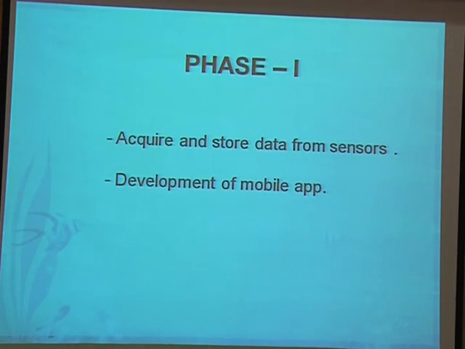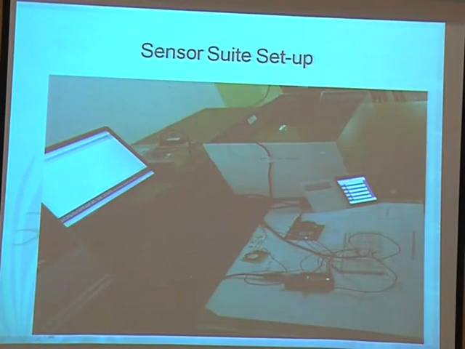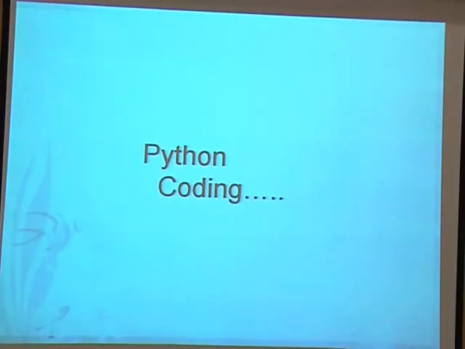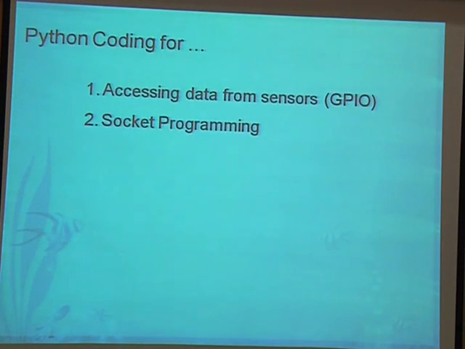In the first phase, simply working with the sensors, getting the data and sending it to the mobile app. Actually, it is a setup for the project. Now we will see the Python coding. Here, where I am using Python is after connecting the sensors to the Raspberry Pi. Here I have to access the data. That means I have to go for GPIO programming.